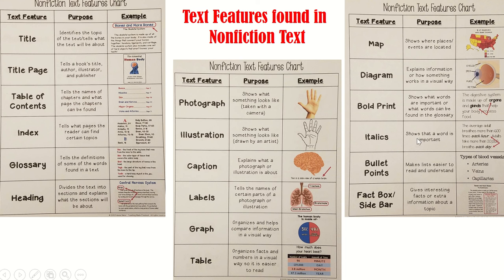Bold print and italics are ways of writing words that the author wants you to really pay attention to. Italics is kind of like slanted letters. Bullet points we use in the classroom, it's when you're trying to make a list of things. And a sidebar is often in a box off to the side with extra information about the topic.